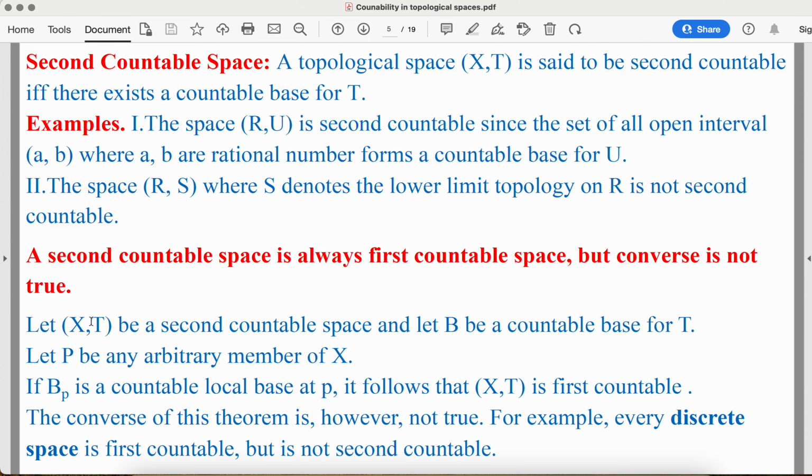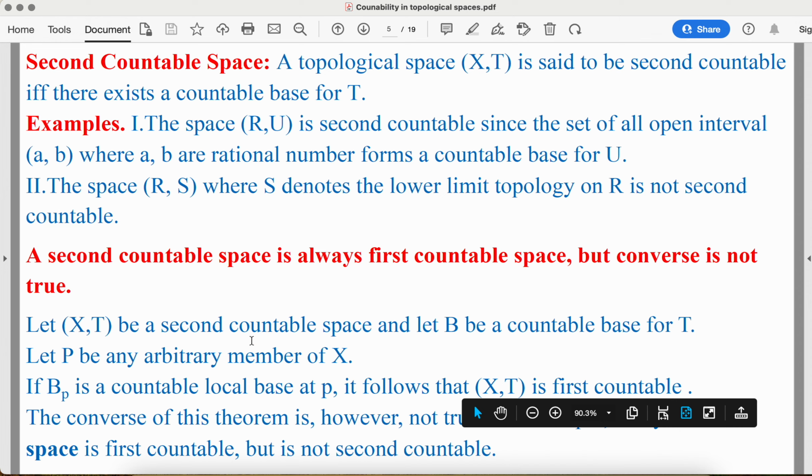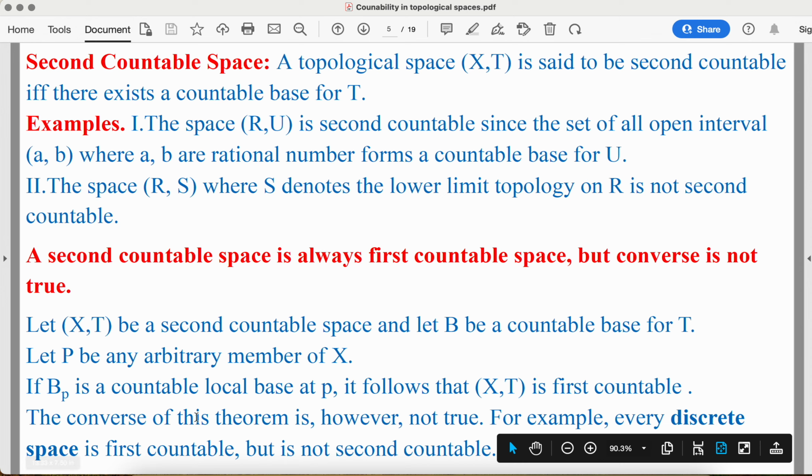A second countable space is first countable, but the converse is not true. Let's prove it. Suppose (X, T) is a second countable space and let B be a countable base for T. Let p be any arbitrary member of X. Then B_p is a countable local base at p. It means (X, T) is first countable. So we have shown that a second countable space is first countable.